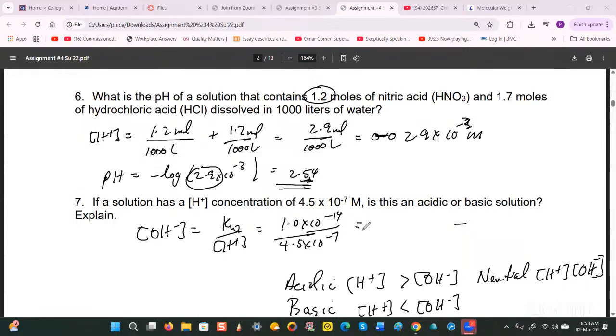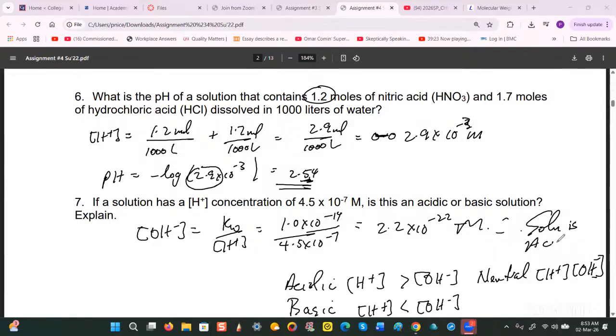I didn't do the calculation for it. What, 3.2 times... Okay, right. So therefore, the concentration of OH minus is definitely less than the concentration of H plus. So therefore, the solution is acidic.